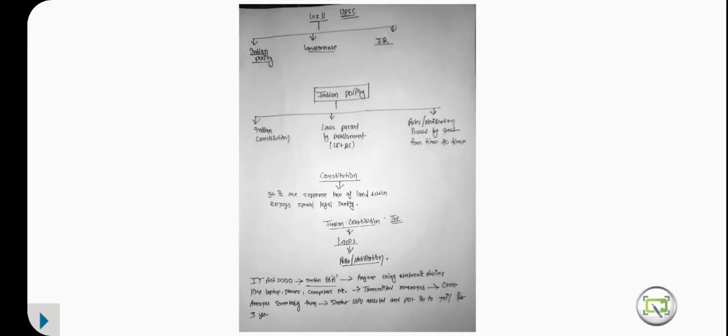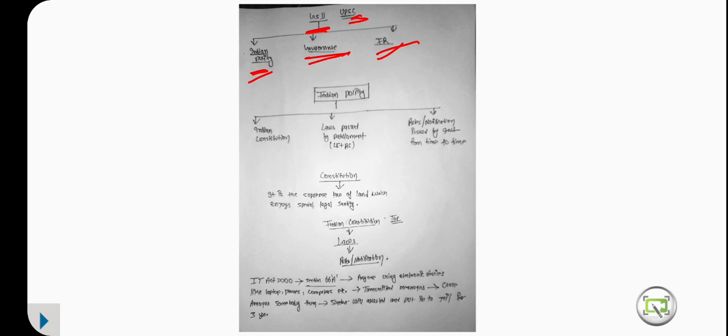Today we are going to learn GS Paper 2 from the perspective of the UPSC syllabus. As we know, GS Paper 2 is classified into three parts. First is Indian polity, second is governance, and third is IR, which is simply referred to as international relations.